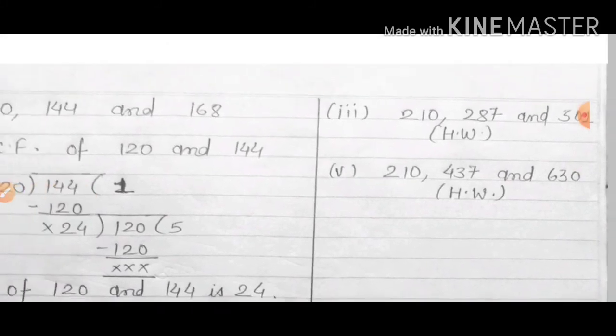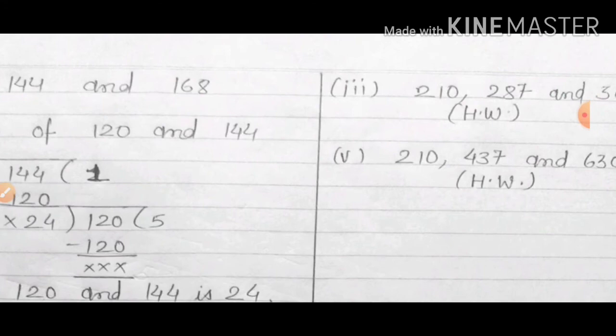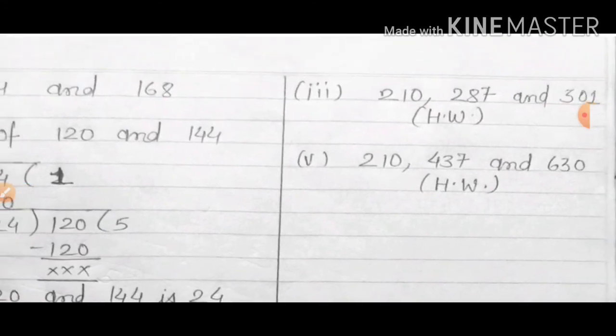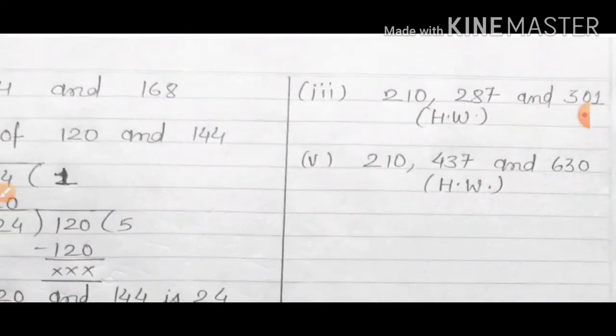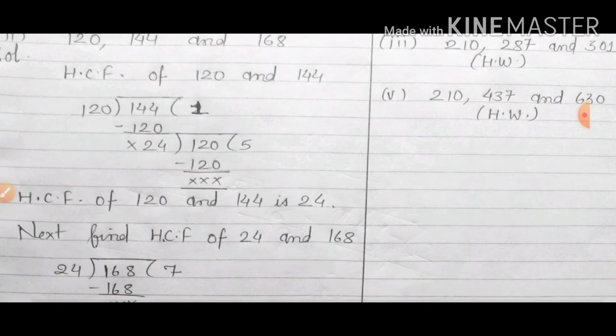You can see question number 3, 210, 287 and 301. Same for the fifth one, 210, 437 and 630. In both questions you can take any two numbers and divide, and you have to find the HCF of all the three numbers using this long continuous division method.